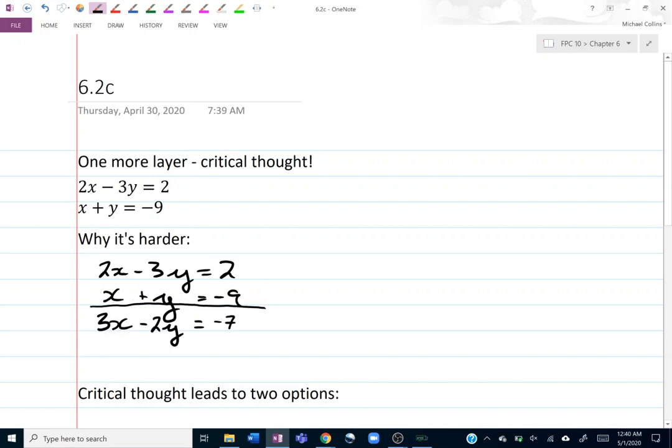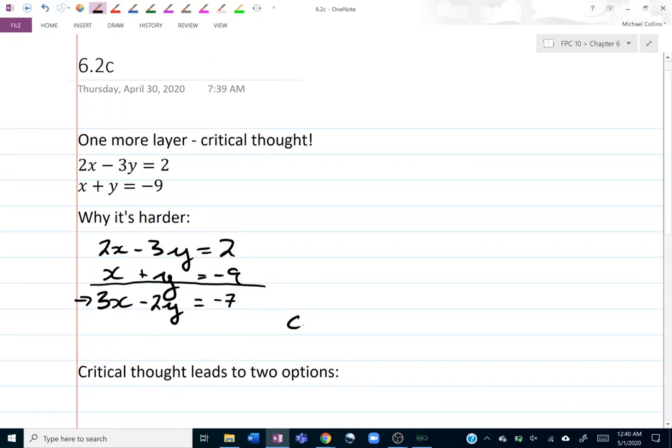You will notice that I didn't manage to get rid of one of my variables. This third equation that I have, 3x minus 2y is equal to negative 7, I can't solve for any variable. This cannot be solved. So I'm stuck. That wasn't actually helpful. So my trick kind of backfired on me a little bit.